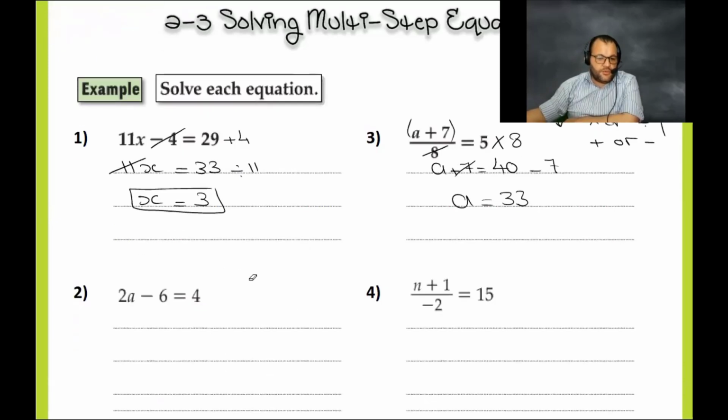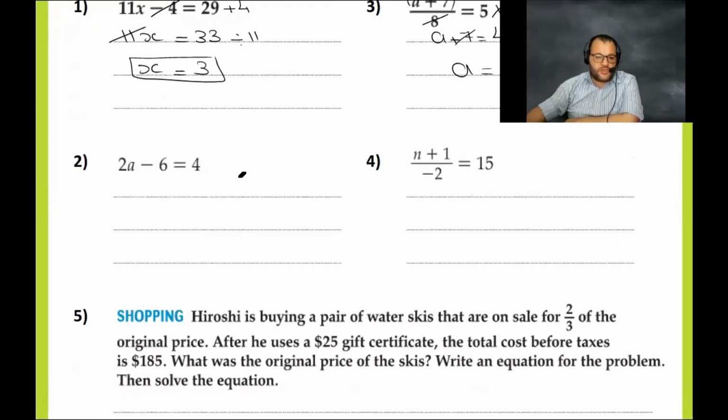So in question number 2, how can we solve this one? Plus 6. 2A plus 6 equals 10. You take the minus 6 and make it positive, plus 6.